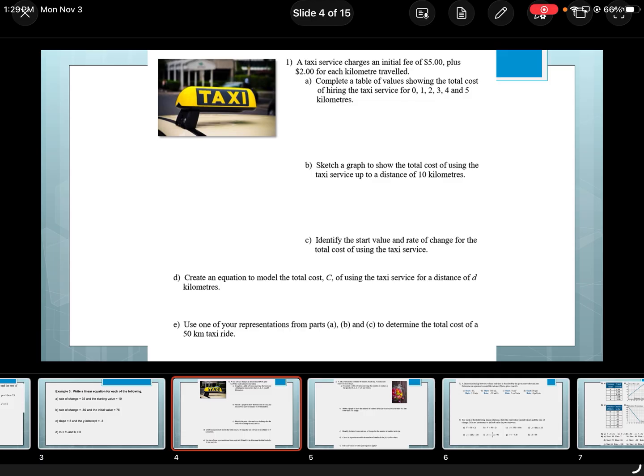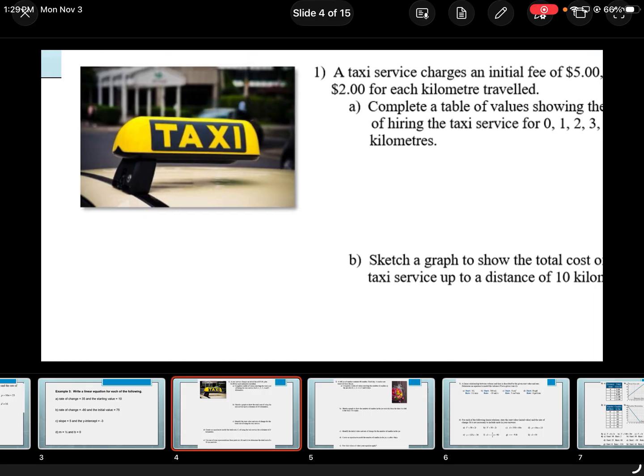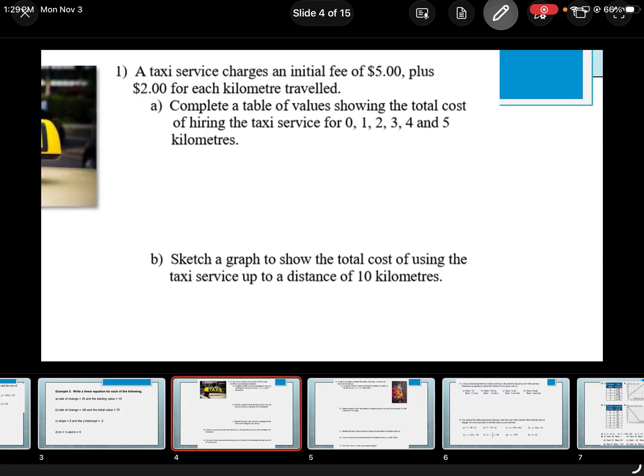A taxi service charges an initial fee of $5 plus $2 for each kilometer traveled. Before I even read any more of the question, there's an initial value here, and there's also something that's changing. Instantly, I know this is my initial value because it even says initial value, and I also have something for each, something that's changing. So it's $2 per kilometer traveled. I know that is your m, and I know this is your b. So without doing anything else, I already know that the equation of my line is y equals 2x plus 5.